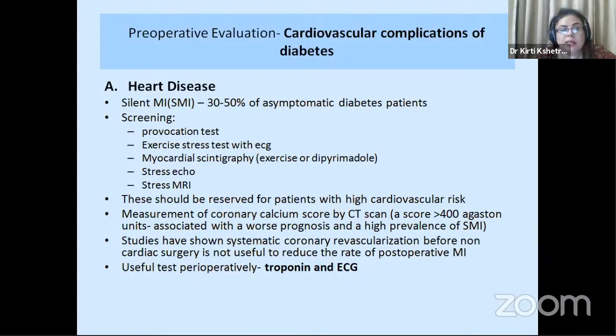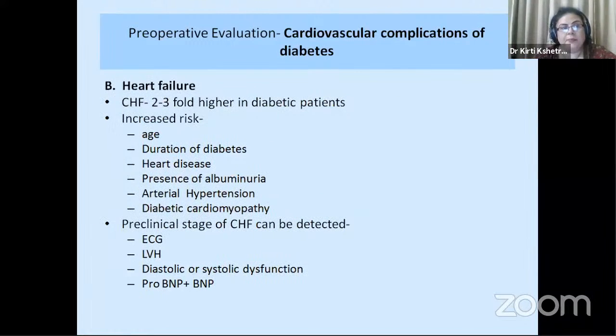However, these tests should be reserved for patients who are at higher cardiovascular risk. Otherwise, perioperatively useful tests can be repeated measurement of troponin levels and ECG. But another reason why we shouldn't do these tests for all patients is that studies have shown that systematic coronary revascularization before non-cardiac surgery is not useful to reduce the rate of post-operative MI.